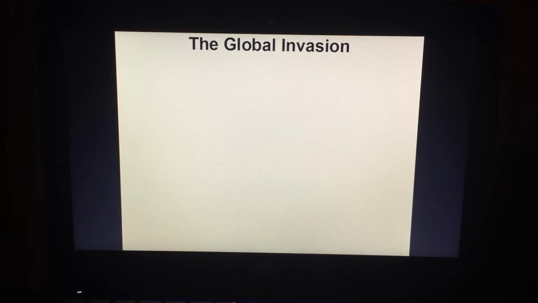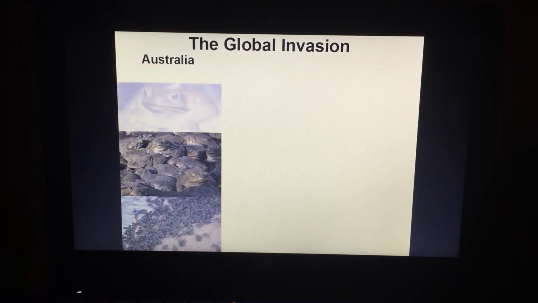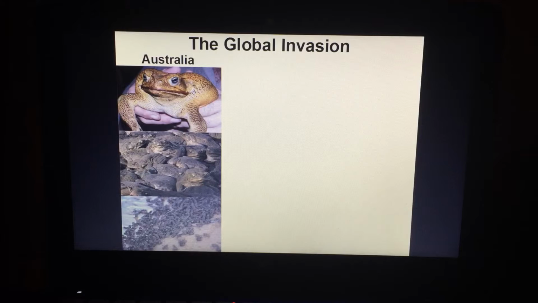Invasive species in different parts of the world. In Australia, you can find cane toads. An article by Time magazine states the toads were brought to Australia in 1935 in an attempt to control the cane beetle population in sugar plantations. Ultimately, there was no evidence that the toads killed a single beetle.